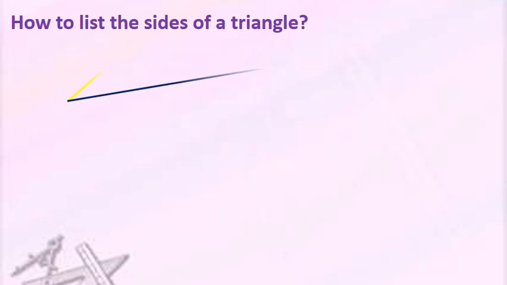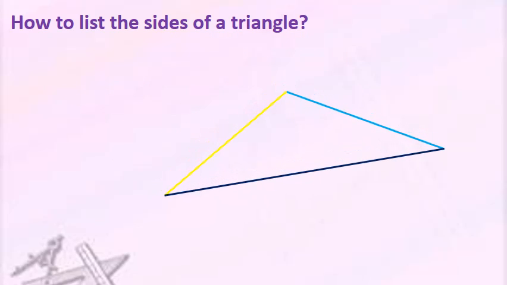Again, this is a triangle. This is D, E, F. Let's name the sides together. We have side DE. How did we name it DE?